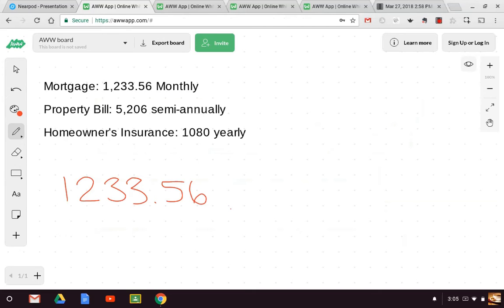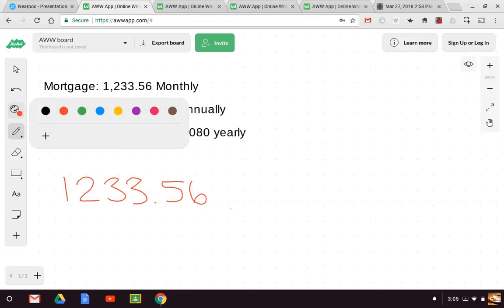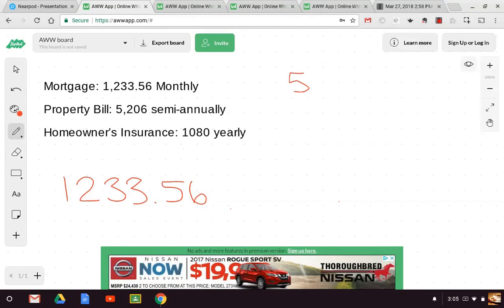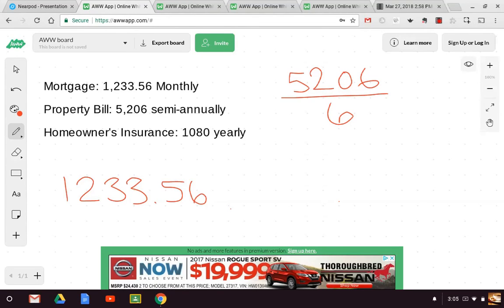But then our property bill is paid $5,206 semi-annually. Semi-annually means every 6 months, because there are 2 of them in a year. So that means we need to take our $5,206 and divide it by 6, since semi-annually is 6 months. That leaves us with $867.67 for our monthly property bill payment. So I'm going to add that on to my mortgage payment.